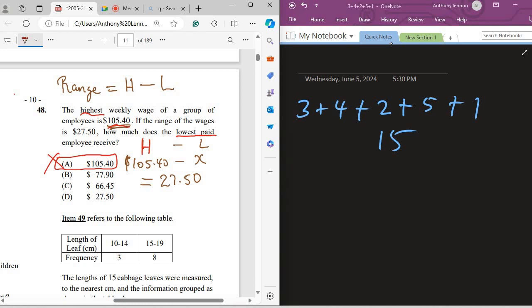Okay, so what about can the answer be 27 though? Can the lowest be $27.50? If we take $27.50 from 105, would we get $27.50? Is that possible? No, that's not possible either. That's too low. $105.40. If you take $27, you can round it up to 30. If you take 30 from $100, you're going to get 70, right? So that can't be either.